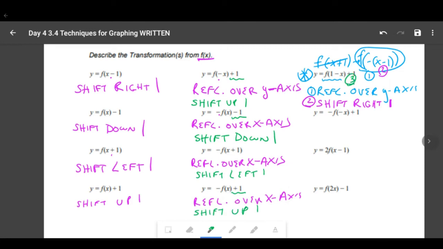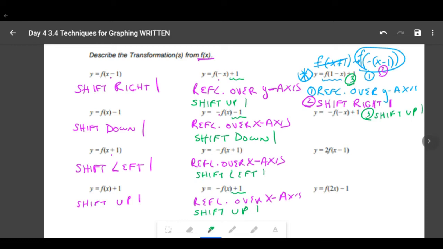And then the last one I'm going to do is this plus 1 that's on the outside here. And I'm running out of room over here, so hopefully you give yourself enough room. And I'm going to say that I'm going to shift up 1. Okay, so that is how you have to deal with one. So that was probably the hardest one with that whole 1 minus x on the inside.